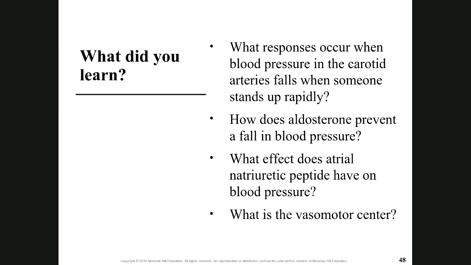And in this part, you need to answer these questions. What responses occur when blood pressure in the carotid arteries falls when someone stands up rapidly? How does aldosterone prevent a fall in the blood pressure? What effect does atrial natriuretic peptide have on the blood pressure? And what is the vasomotor center and where is it located? Let me know if you have any questions in this part.